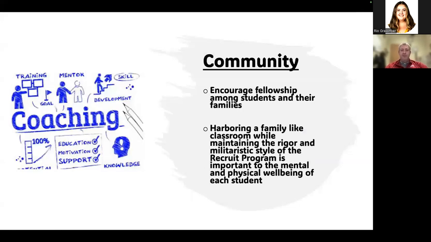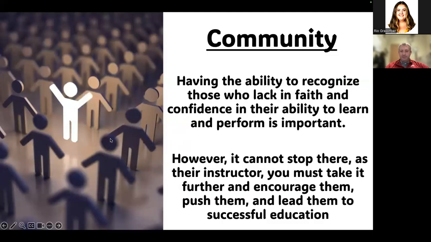Encourage fellowship amongst students and their families as well. Family days are so special. They allow us to see who's who, we get to know families and things like that. Harboring a family-like classroom while maintaining the rigor and militaristic style of a recruit program is important, depending on what type of program you're teaching in today. And we see mentorship here. It's our job as the educator to be a mentor, but conversely, it's the responsibility of each student to mentor each other as well. So that's going to help you in building community.